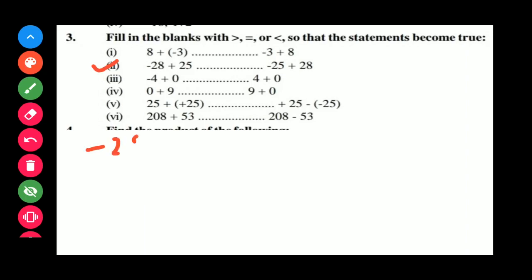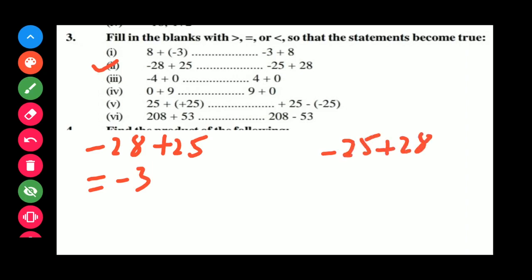Minus 28 and plus 25. So it becomes minus 3, and on the right hand side here is minus 25 and plus 28. So it becomes 3. That is the greater number and this is the lesser number. So the sign is less than. So you can put this sign.